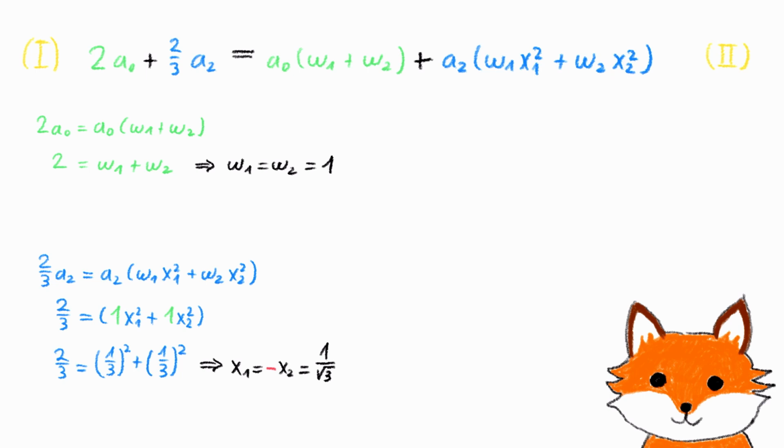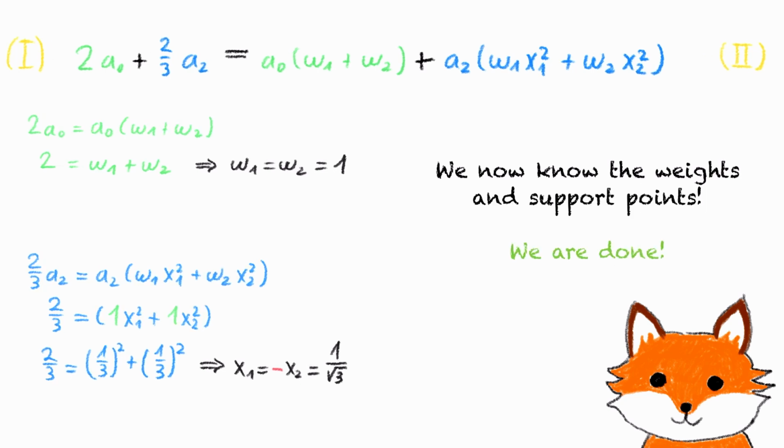Note also that the weights and supports are in a sense symmetrical. For Gauss quadrature, the support points are symmetrically arranged around 0. And a similar symmetry holds for the weights, as we will see later. With this, we have all the weights and all the support points.